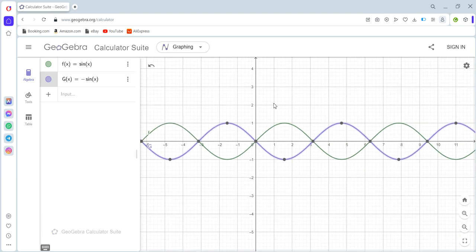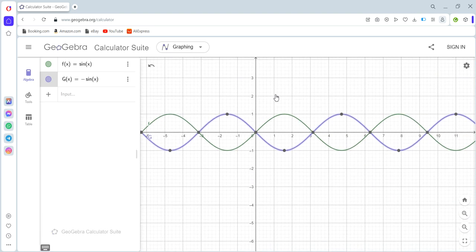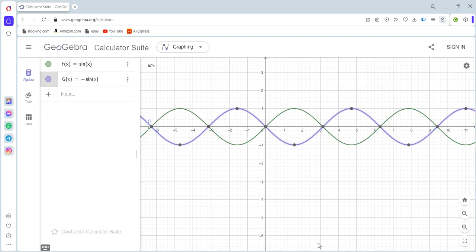Let's see. This point is the same as the f of x here, but this is multiplied by minus. And this point is the same as this point, but this point is multiplied by minus. So our rule today is correct. I proved it.